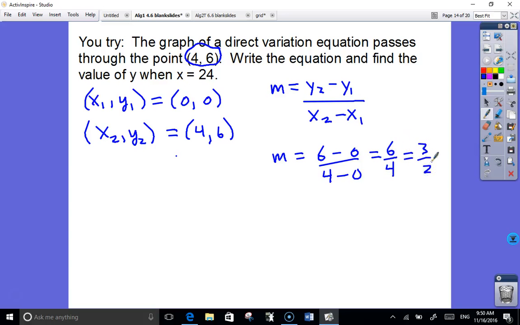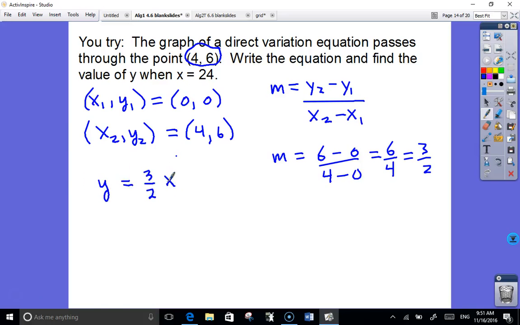Right. So in the end, because one point is 0, 0, you could just take the y and divide it by x. That is always how you can find the constant in a direct variation. This is what's y divided by x. And 6 over 4 could be simplified to 3 halves. So here's our direct variation equation: y equals 3 halves x.